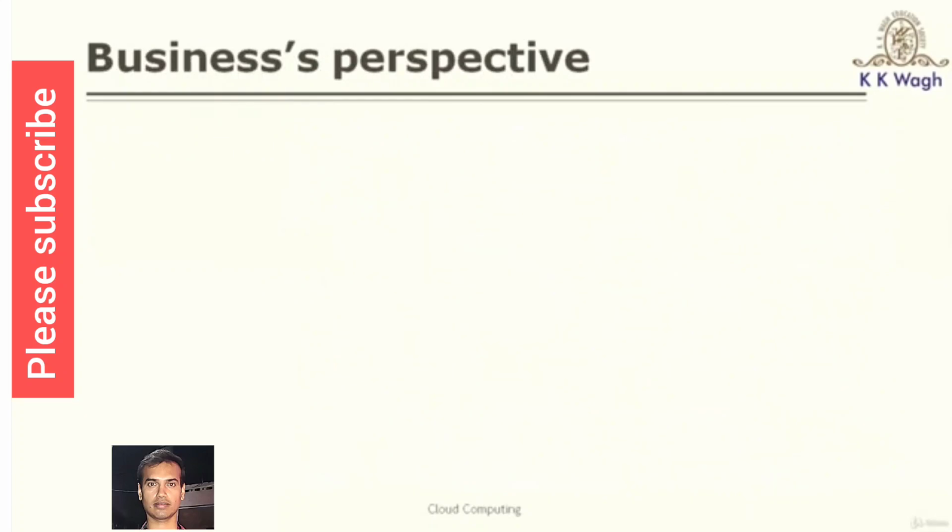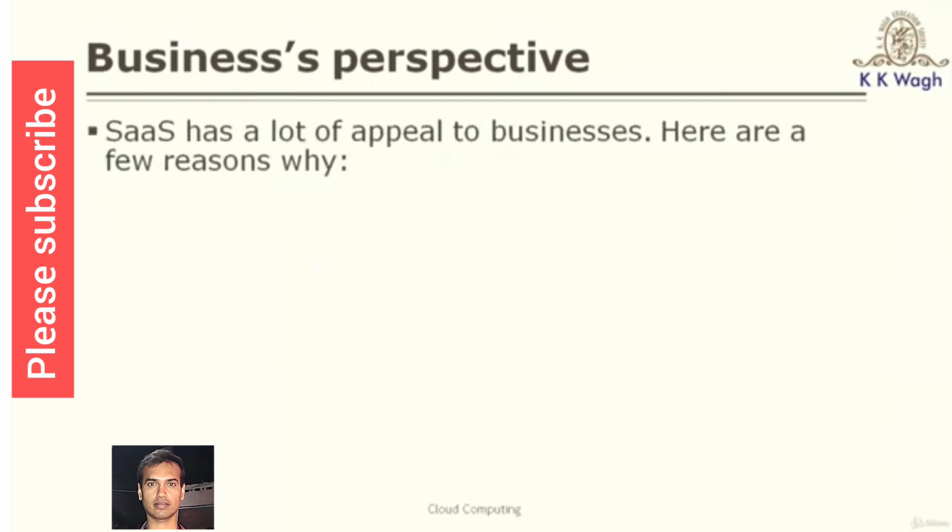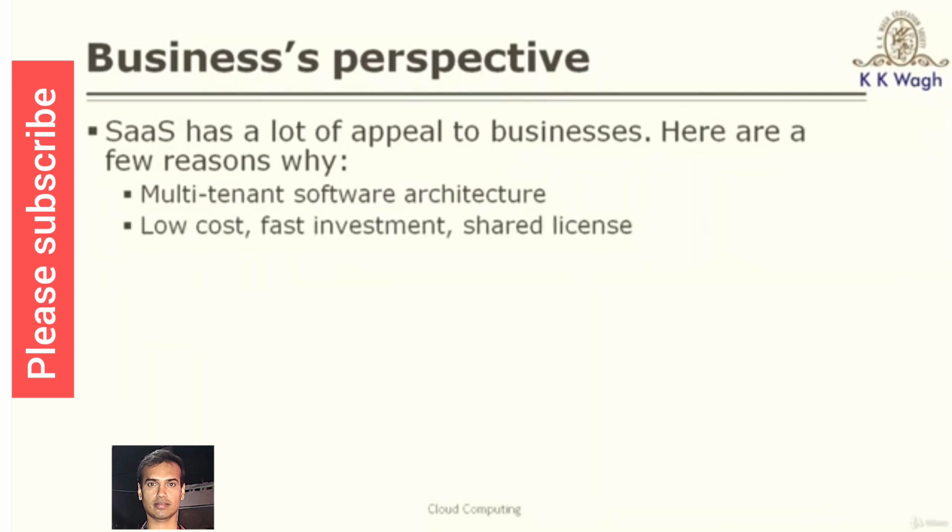Next, we'll look at the business perspective. This software as a service has a lot to appeal to businesses. Why? There are a few reasons for it. First is the multi-tenant software architecture. We'll understand this multi-tenant architecture in the future slides. Second reason is it has lower cost. Investment is fast, and the users are using shared licenses.